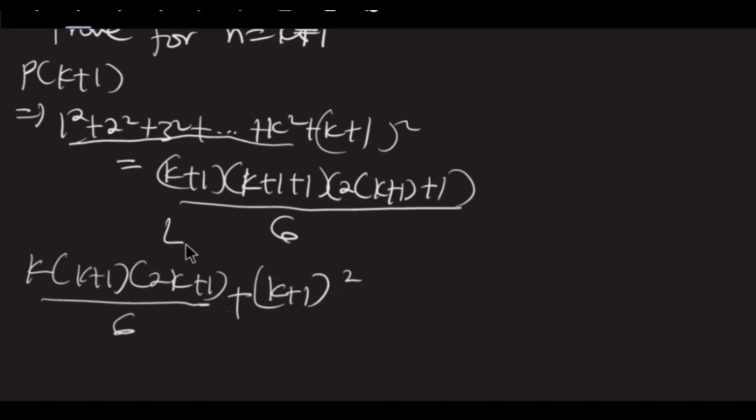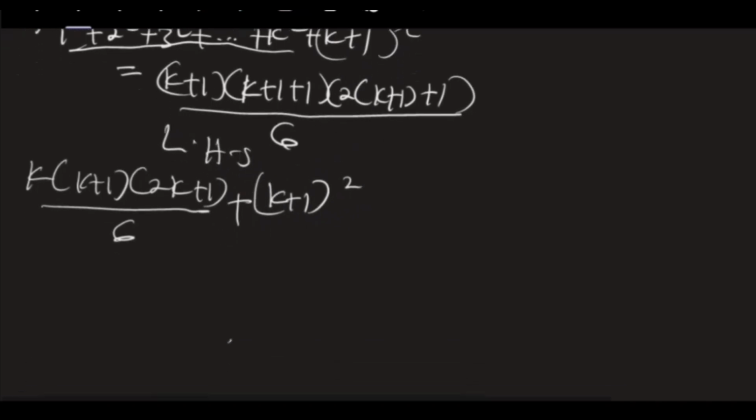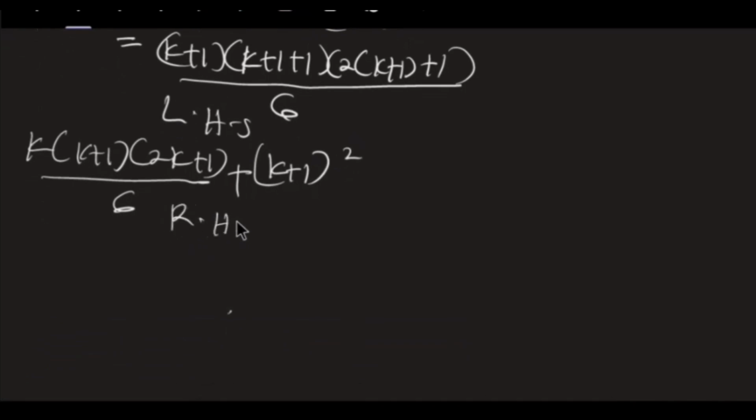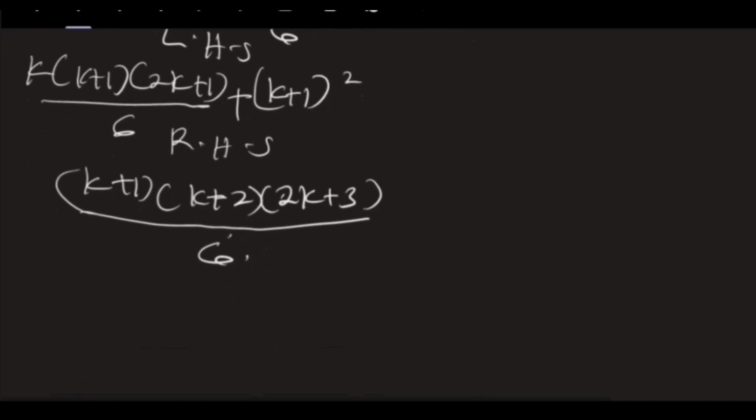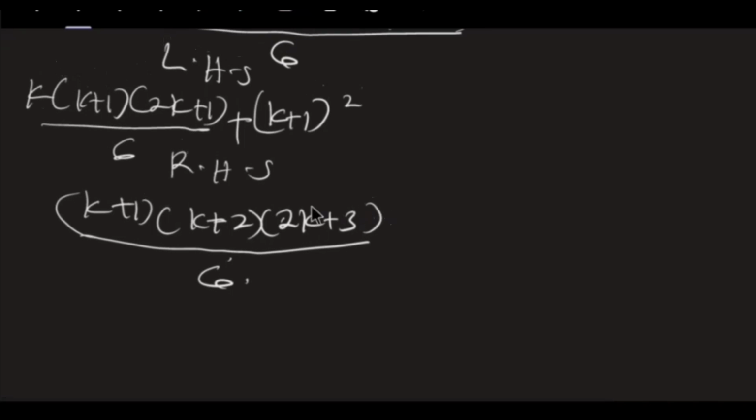Then this being our left hand side should be equal to our right hand side, which is this side, which is k plus 1, k plus 2, then open bracket here is 2k plus 1, so it's going to be 2k plus 2 plus 1, so 2k plus 3 all on 6. So left hand side is this, our right hand side is this. So all these things here should be equal to the right hand side. How do we show that?